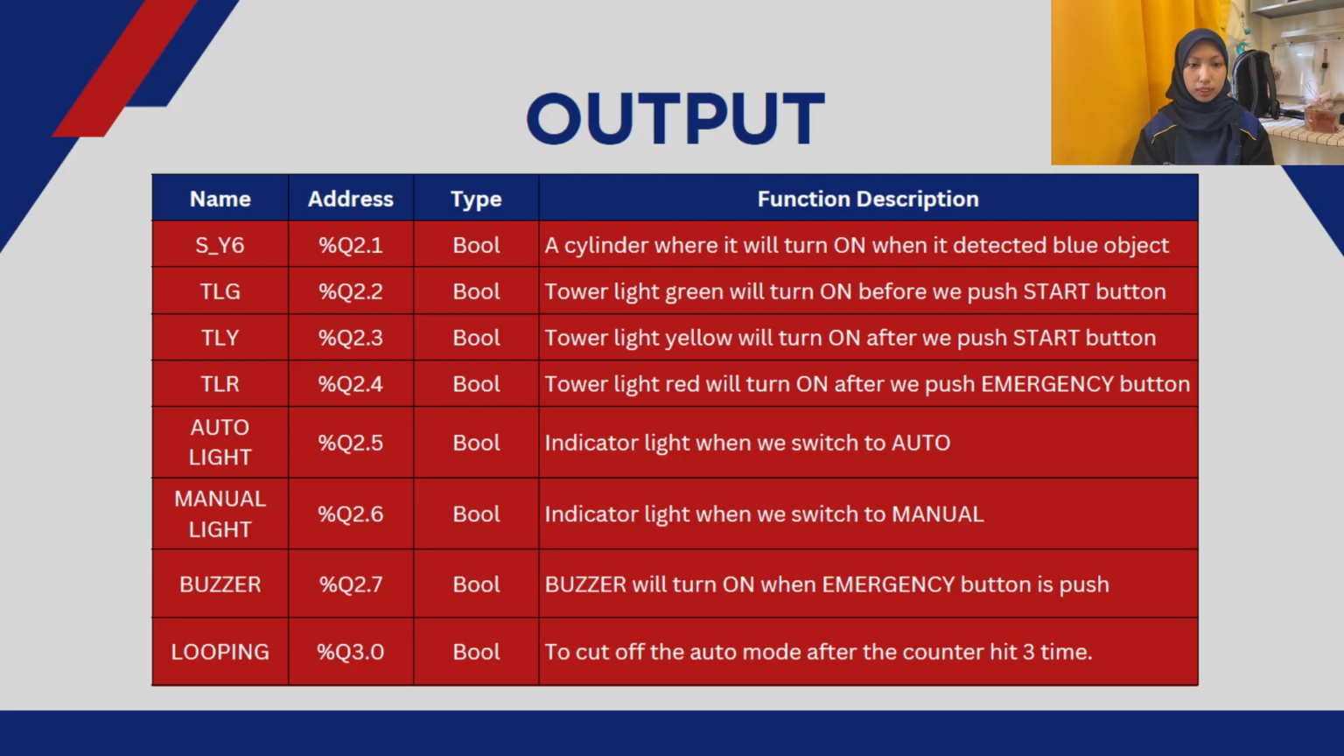Fourth, indicators and safety devices. Tower light and buzzer are used to indicate system status. Green light shows standby, yellow shows running, and red indicates emergency. Fifth, control and mode indicators. Auto and manual indicator lights will show the current operating mode of the system. The looping output is used to stop automatic operation after 3 cycles. In short, the output table helps us understand how the PLC controls every movement and signal in the MPS system.